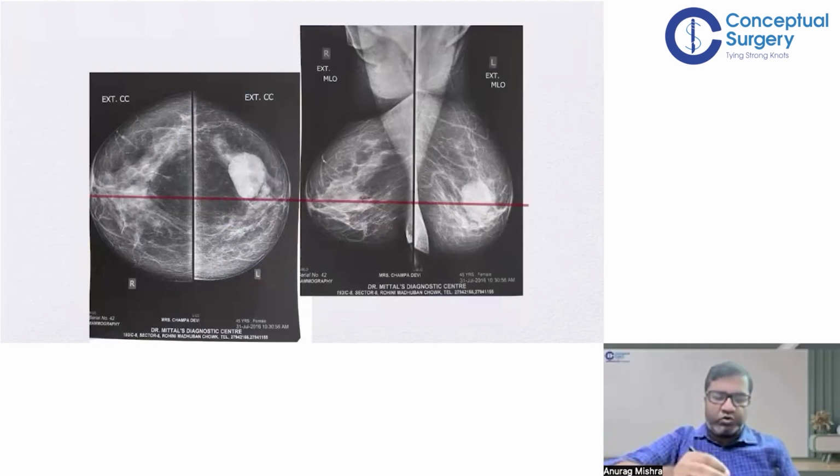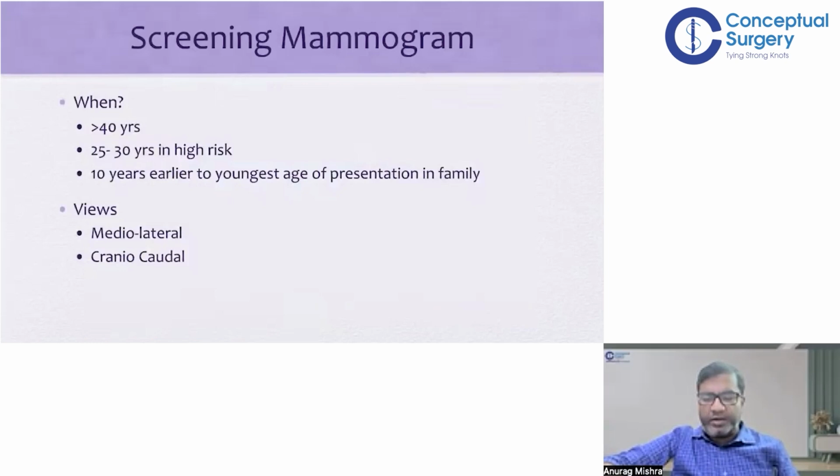Now, the first thing I want to focus on is the views. There are two views which are done for screening mainly, which are the mediolateral oblique and craniocaudal. So for example, if this is a person, and let's say of this person, there's a breast tissue on this side.